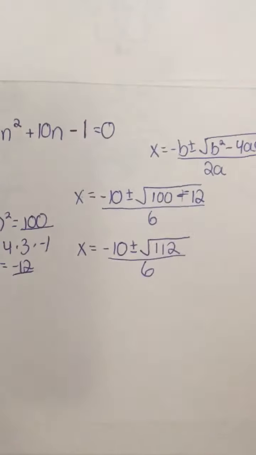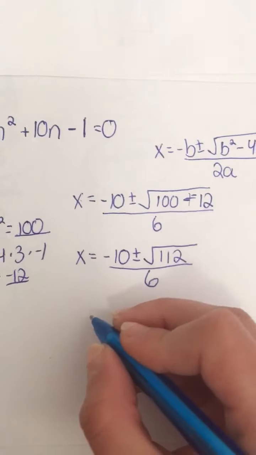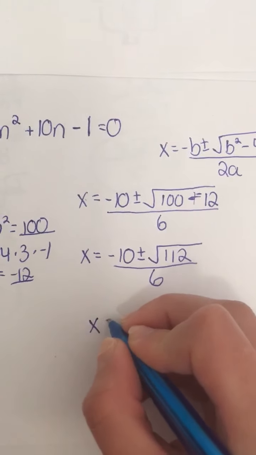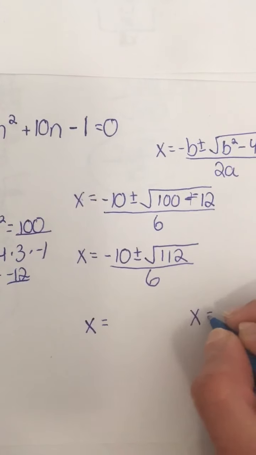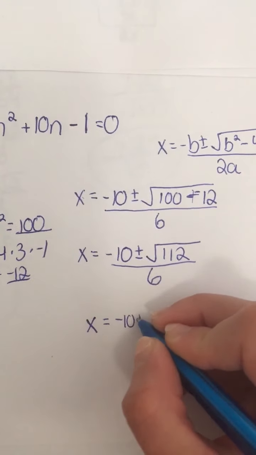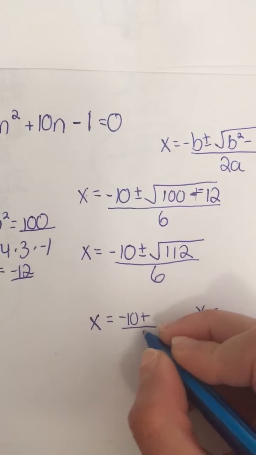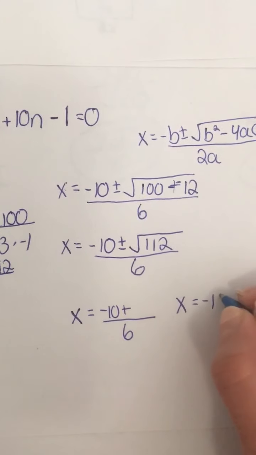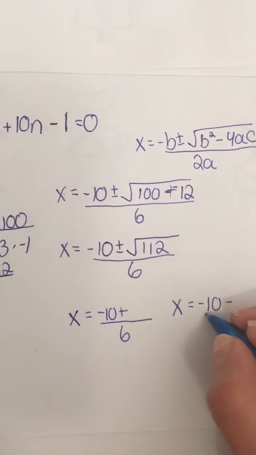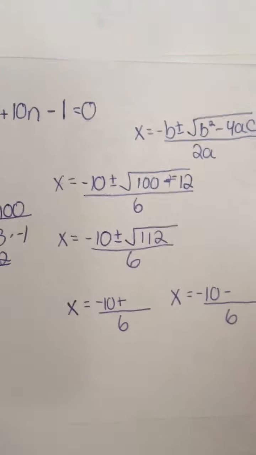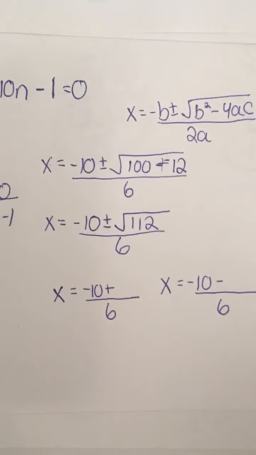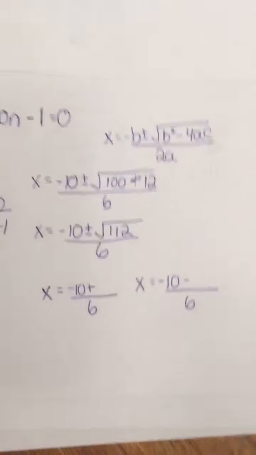Now, the square root of 112 is not a perfect square. However, you can figure it out on your calculator. So we can set up our two answers already. We know it's negative 10 plus whatever that is over 6, and then negative 10 minus whatever that is over 6. Then I'm just going to go on my calculator and take the square root of 112. We can round to 1 or 2 decimal places for now.